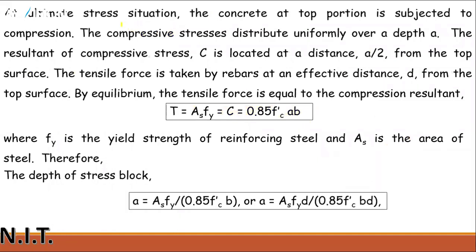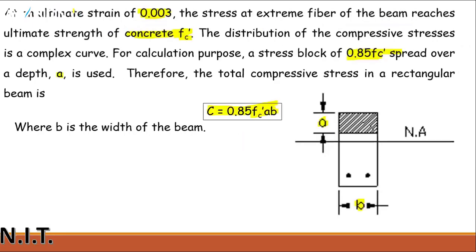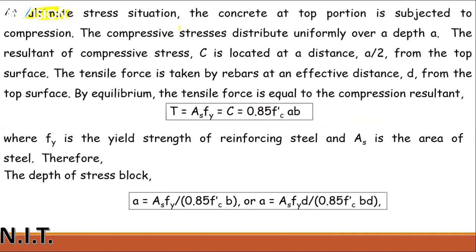Similarly, at the ultimate stress situation, the concrete at the top portion is subjected to compression. As we have studied, at ultimate strain, concrete attains Fc prime. The compressive stress is distributed uniformly over a depth a. The resultant of compressive stress C is located at a distance a by 2 from the top surface.